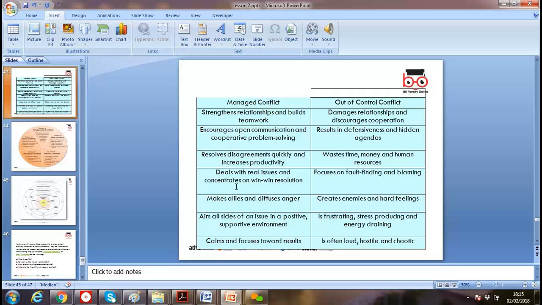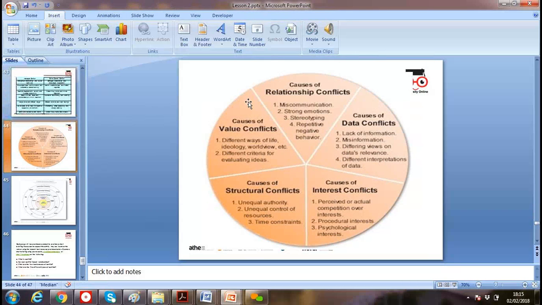So these are different steps we can look at. Encourage open communication. If people are defensive and have hidden agendas, then of course it won't work. All these steps need to be followed. I put in a few slides because this leads to performance as well. The causes of relationship conflict are miscommunication, strong emotion and stereotypes. There are also causes of value conflict, structural conflict and interest conflict. Different causes include the lack of information we give and the misinformation we provide to people. That's why conflict starts, so we need to focus on these points to remove the conflict.